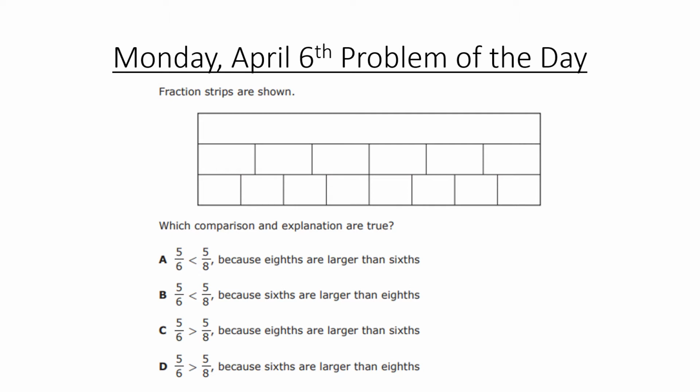Okay, I want you to go ahead and pause right now. Solve on your own, make sure to show your work, and then when you're ready, press play again, and we'll go over the problem together.